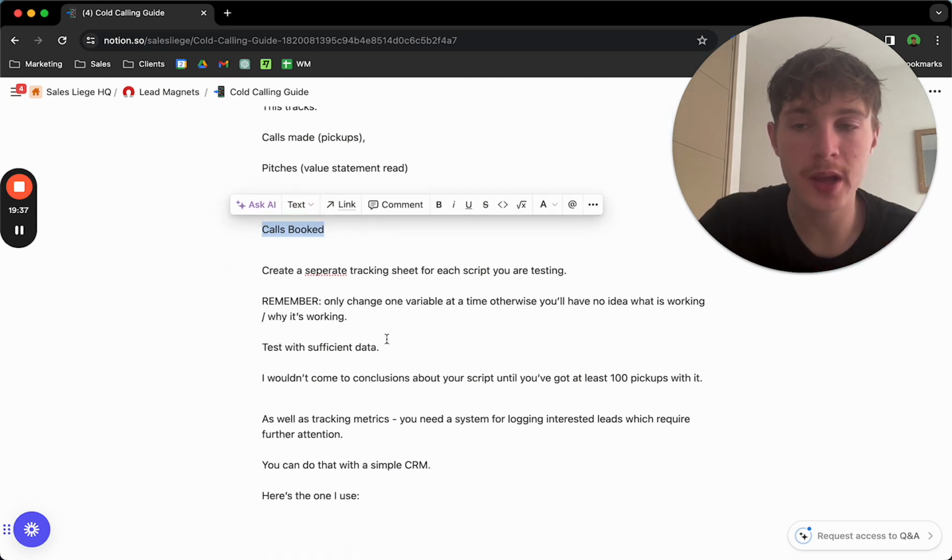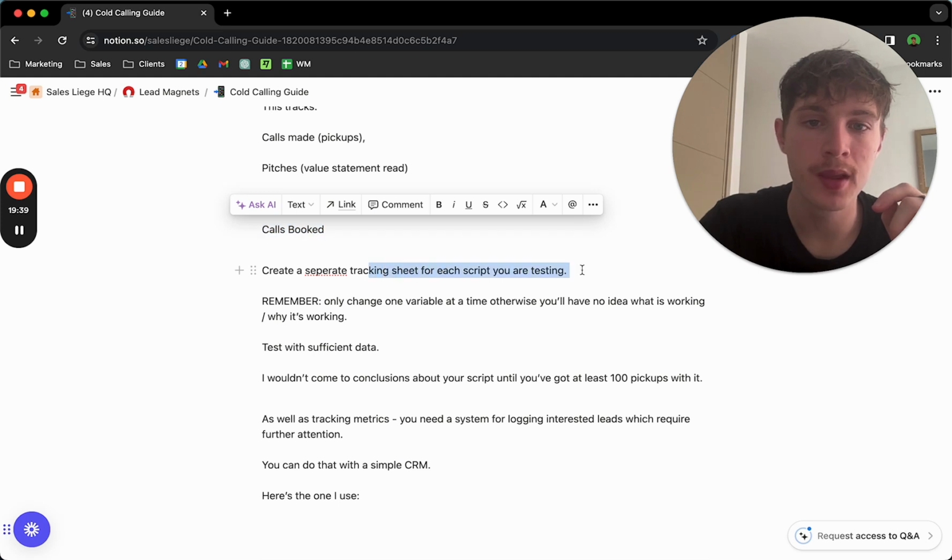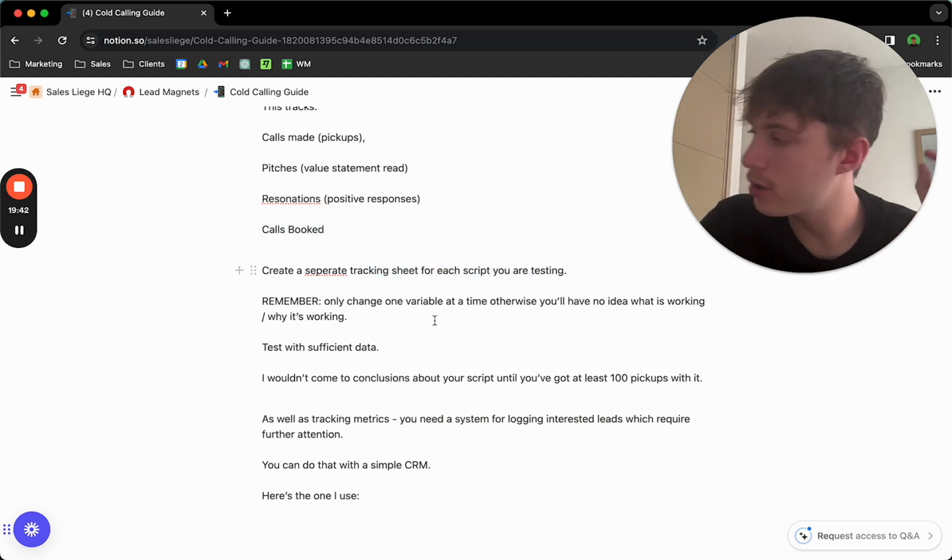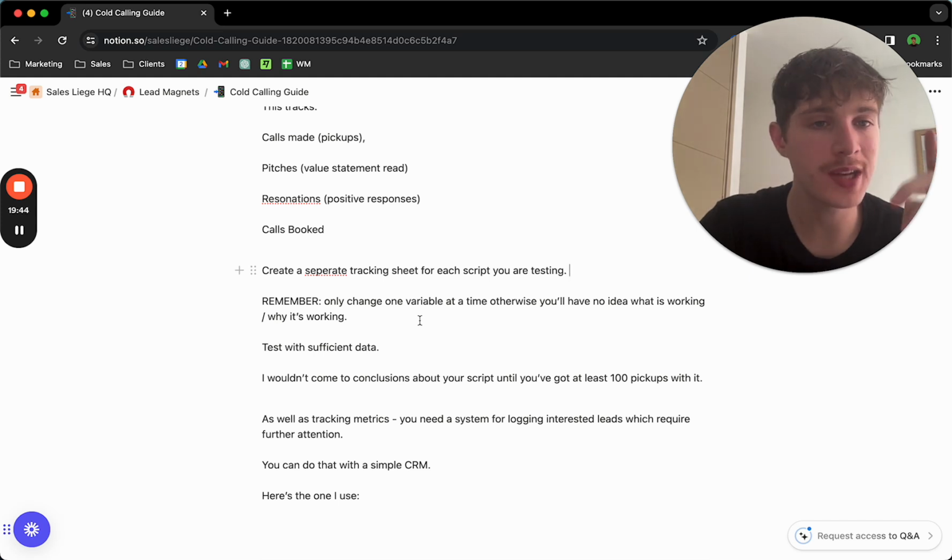So for every script that you're testing, you need a separate tracking sheet. And when you're testing things and when you're making changes, only test one variable at a time.